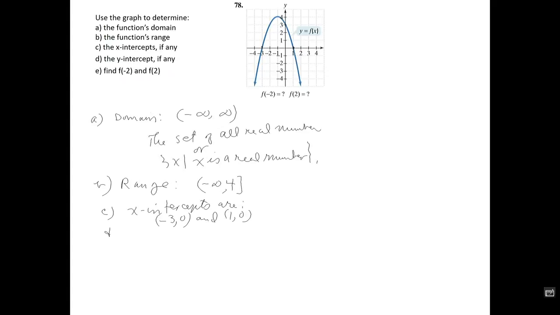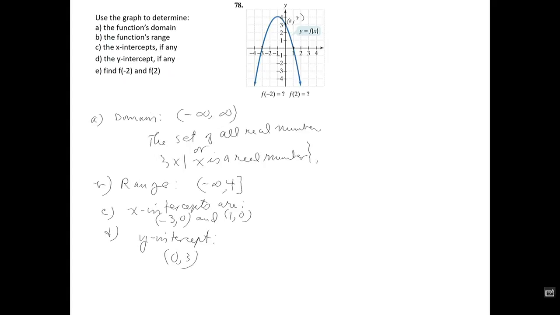Part D, the y-intercept. The y-intercept is where the graph crosses the y-axis. The graph crosses the y-axis at the point 0, 3. So the y-intercept is 0, 3.